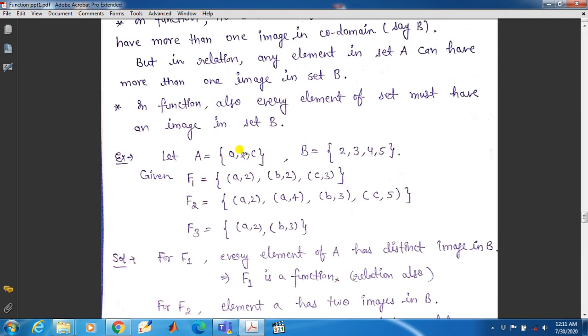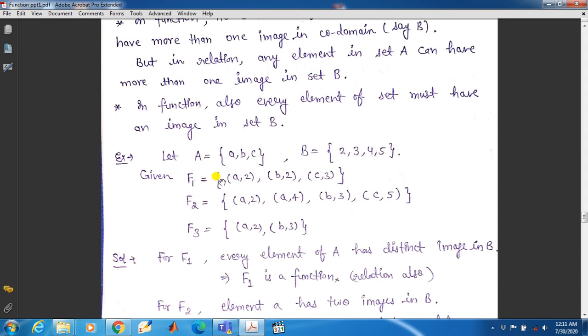For example, here the sets A and B are there. A has the elements a, b, c, and B has the elements 2, 3, 4, 5, and the relations are given as F1: (a,2), (b,2), (c,3); F2: (a,2), (a,4), (b,3), (c,5); and F3: (a,2) and (b,3). By these relations you have to check whether each is a function or not.